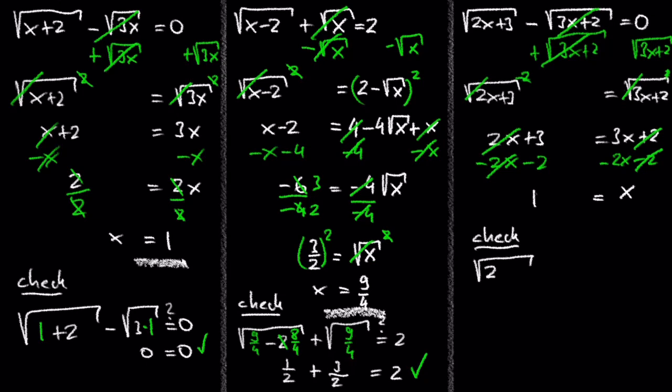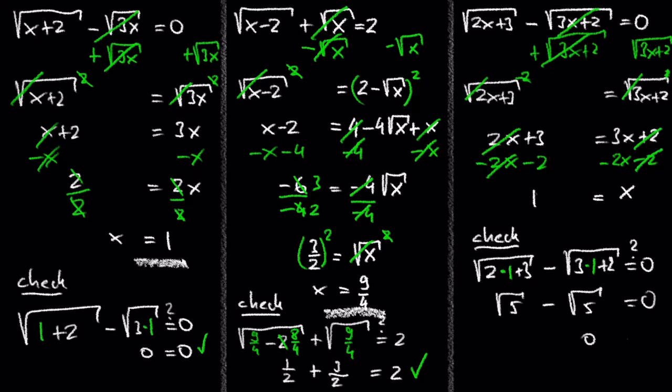The square root of 2 times 1 plus 3 minus the square root of 3 times 1 plus 2 equals 0. 2 times 1 is 2, plus 3 is 5. 3 times 1 is 3, plus 2 is also 5. And the square root of 5 minus the square root of 5 is 0. So we get 0 equals 0, which is true, which means that 1 fits in our original equation.